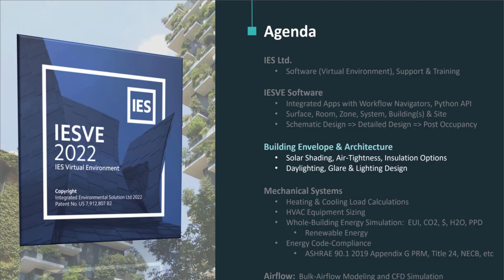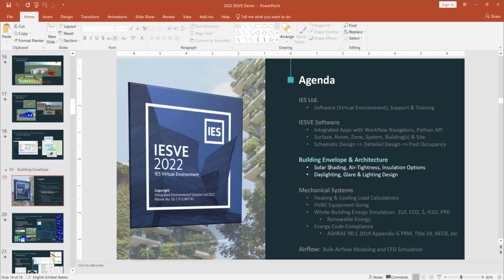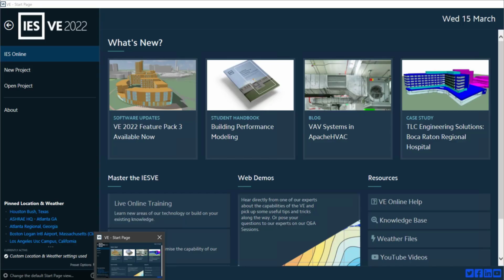Okay, so I want to show a quick demo of the geometry tool before I show the envelope and architecture analysis types. So this is IESVE software. This is what you see when you open it. It's just a little start page. I always recommend taking a couple of seconds to leave this open. This is where we tell you, hey, we've got a new feature out, or new release that has a number of features associated to it.